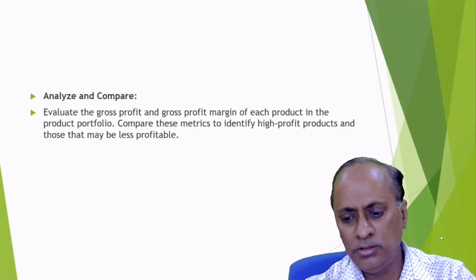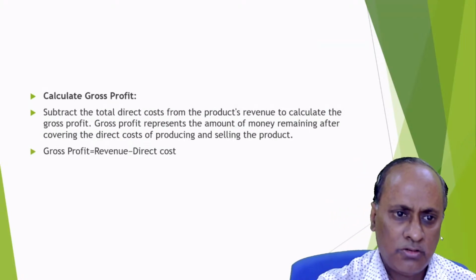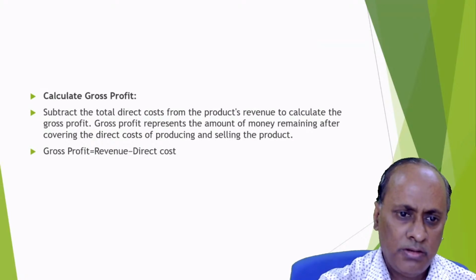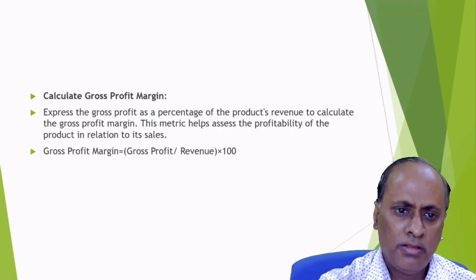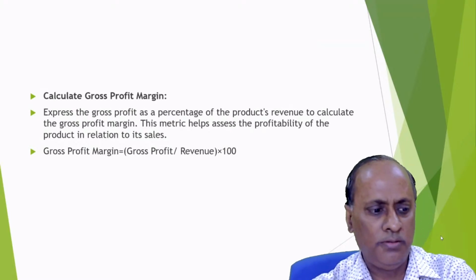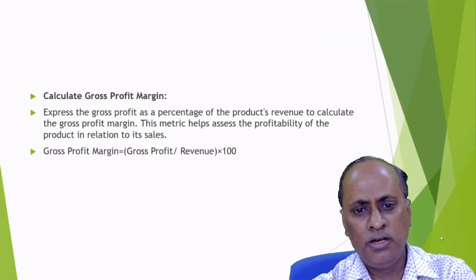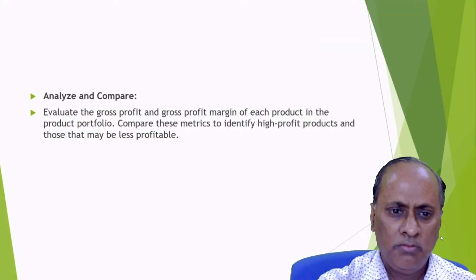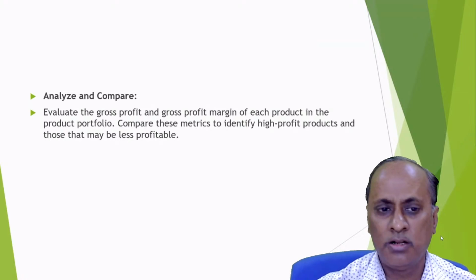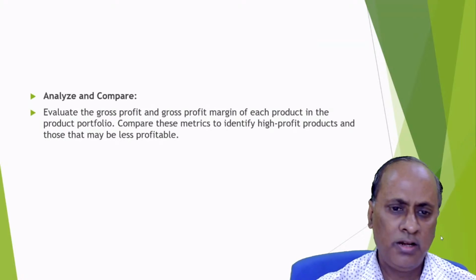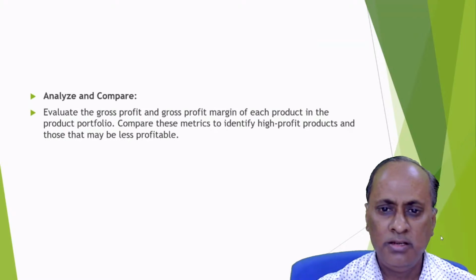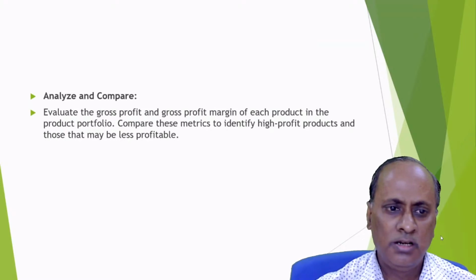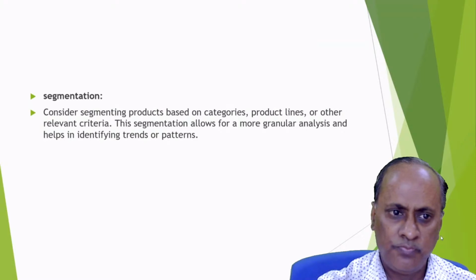So first we have to calculate the gross profit, revenue minus the direct cost. Then we have to calculate the gross profit margin. Gross profit divided by revenue multiplied by 100 gives you the gross profit margin, and then evaluate the gross profit and gross profit margin for each of the products in the product portfolio and compare these metrics to identify high-profit products and those that may be less profitable.